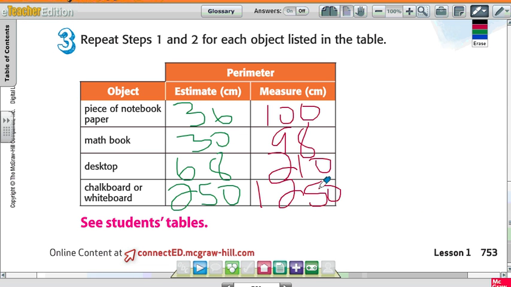And if I did it with the ruler, so we actually did use the ruler and measured the perimeter, meaning the distance around the piece of notebook paper, the math book, the desktop, and the chalkboard. We came out to 100 for the piece of notebook paper, 98 for the math book, 210 for the desktop, and 1,250 for the chalkboard, roughly. By the way, it's centimeters.